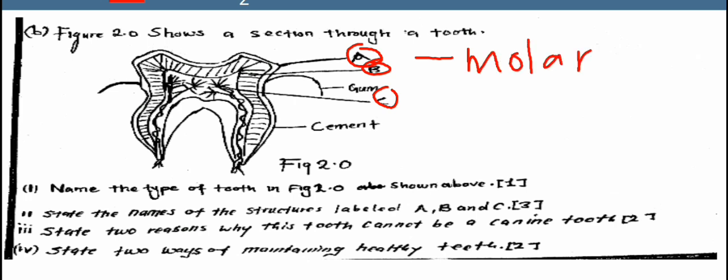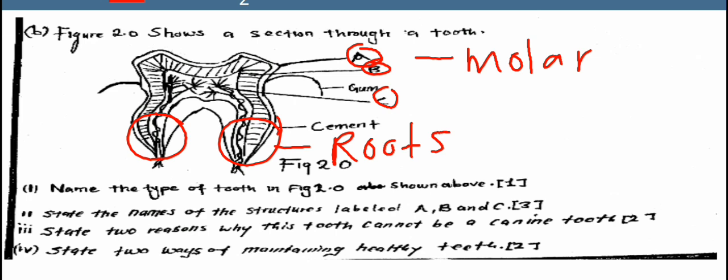When you talk of the premolar, it has only one root. So these extensions, they are called the roots. Okay, so these are called the roots. Then as for the next question, it is saying state the names of the structures labeled A, B, and C. So let's start with A. So as for A, this one is called the enamel, the hardest part of the tooth, which is A. So this A is called the enamel.